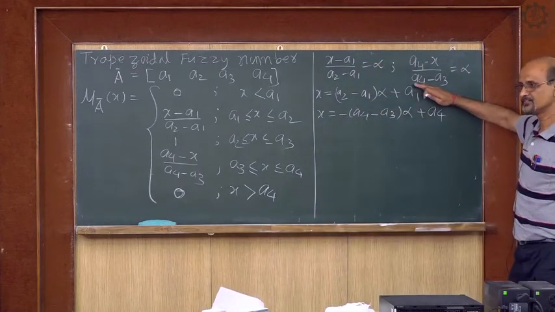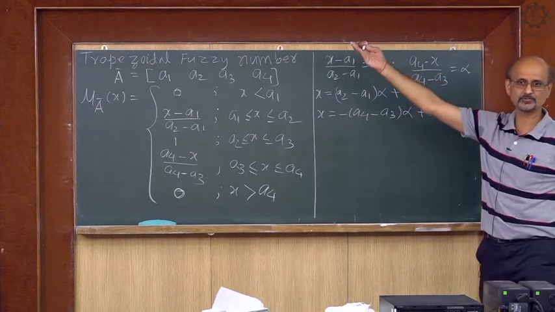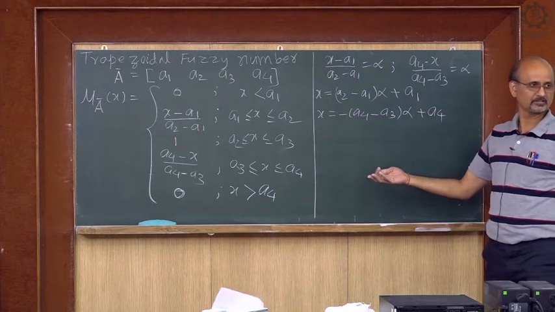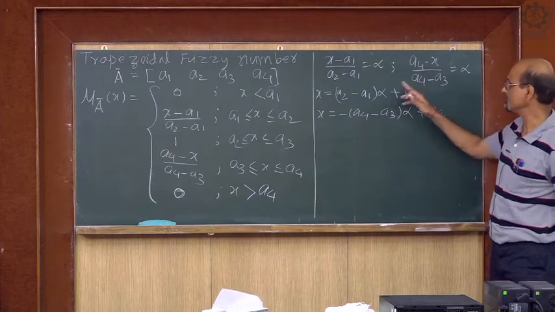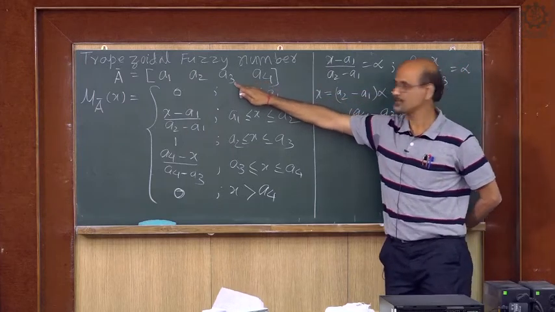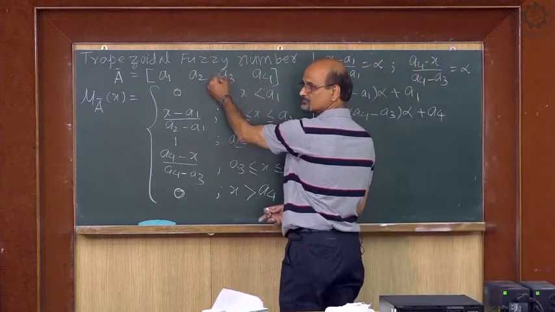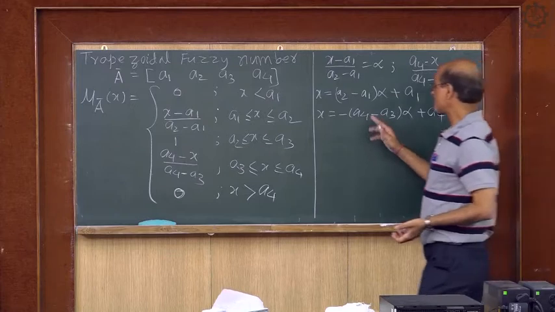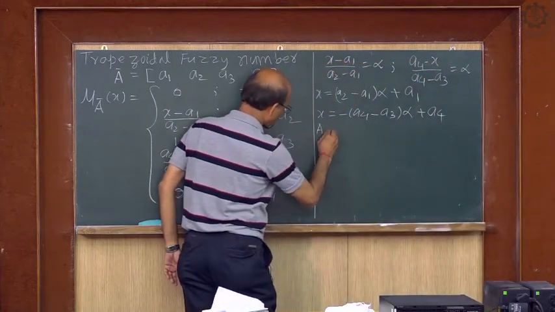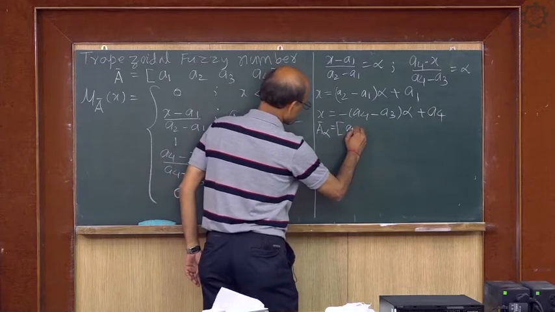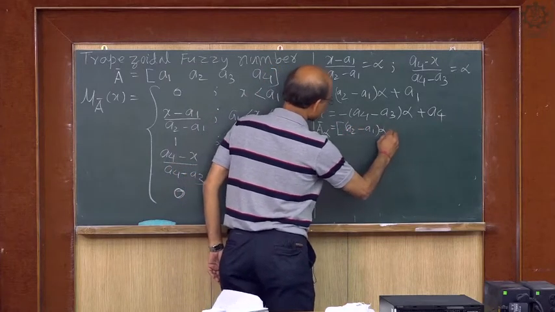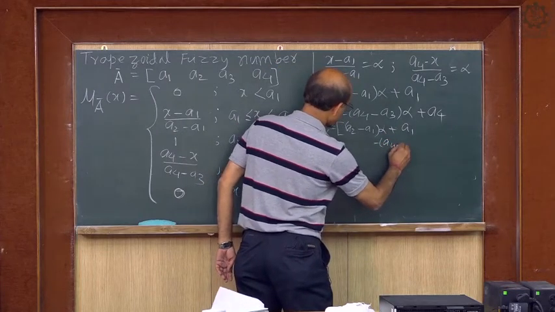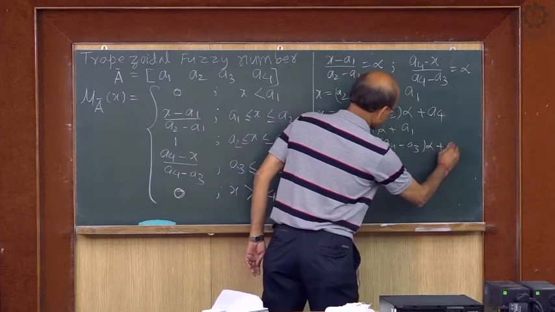So, this is your left, this is your right, the only change with respect to TFN. What is the change? This A4, there it was A3. When A2 and A3 are the same, then it is the same as TFN. So, it is very easy then. I can write this in terms of interval A alpha bar as A2 minus A1 alpha plus A1, this is left, and right as minus A4 minus A3 alpha plus A4.